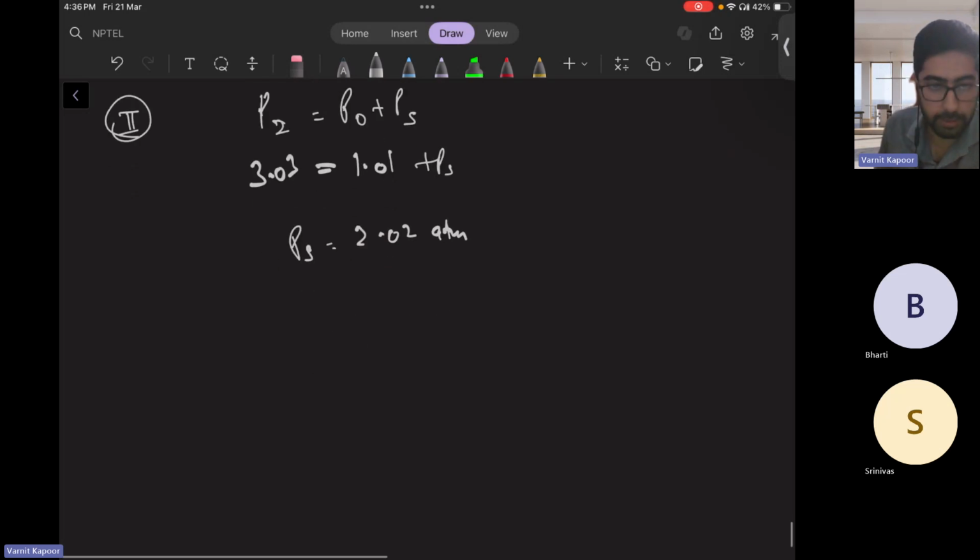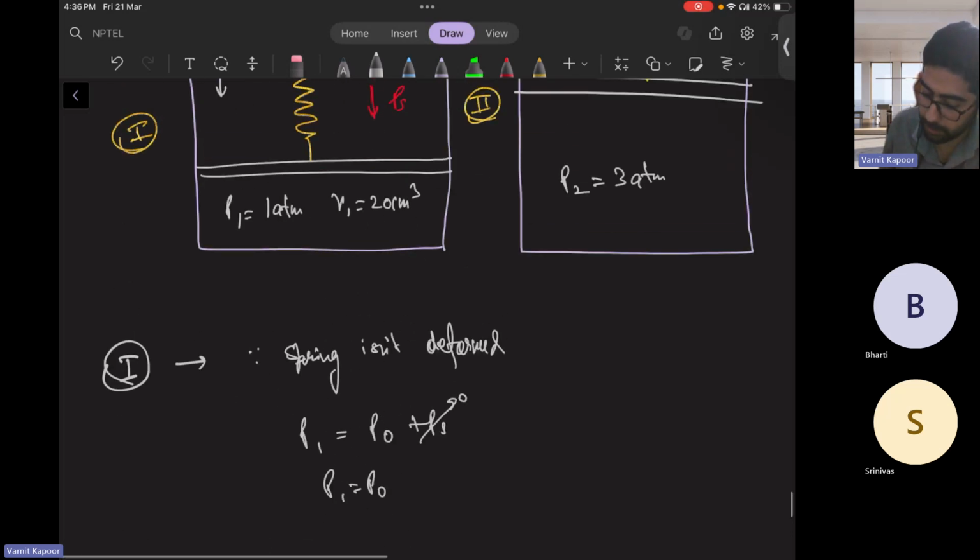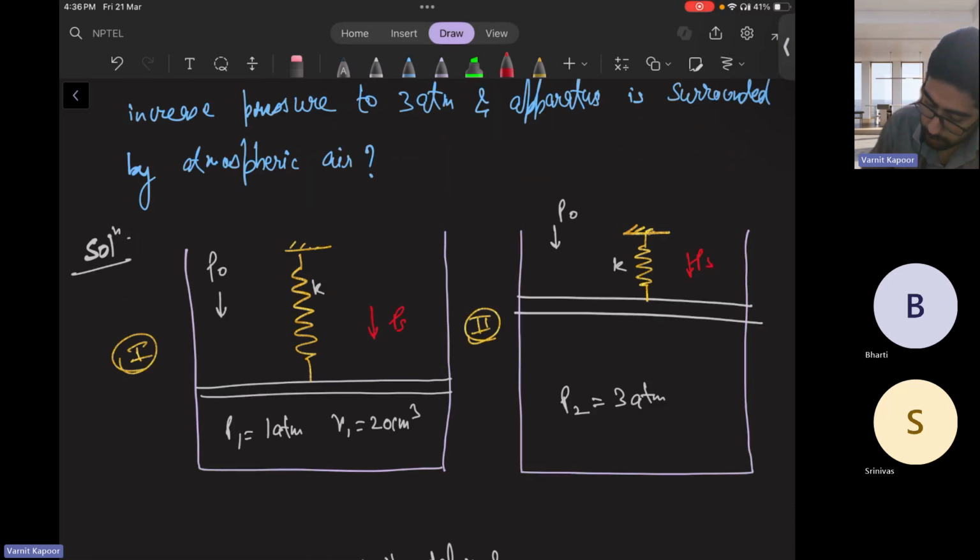You know that pressure is force upon area. The spring force is kx, but you don't know the displacement x of the spring. So let us say, I'll write x here. This is your x displacement of the spring from this position to this position.